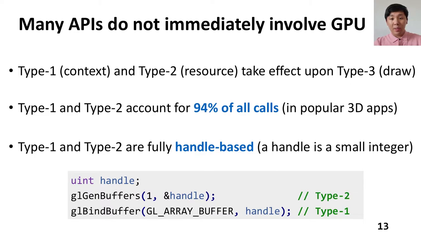The interesting thing about these three types of APIs is that many of them do not immediately involve the GPU when they are issued, notably Type 1 and Type 2 calls. Such context and resource management work usually involves the GPU only upon actual drawing. That means they do not need to be synchronously executed at once. As a matter of fact, such calls take up some 94% of all calls in popular 3D apps. What's more, these calls are designed to be fully handle-based. That is, a small integer is used to reference the actual graphics buffer or any other resources in the APIs. And that's a major opportunity for us.